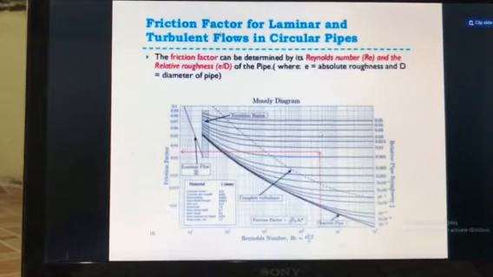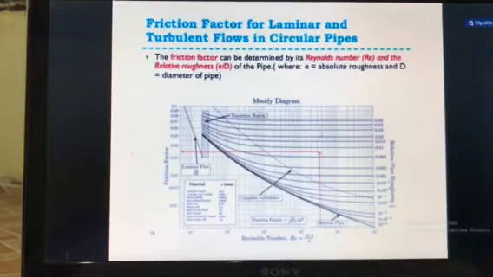Next, we have studied that the Moody diagram, or Moody chart, can be used to find the friction factor. This is nothing but the relationship between the Reynolds number, the friction factor, and the relative roughness, or relative pipe roughness, which is the ratio e by D. So by using the relative pipe roughness and Reynolds number, you can find the friction factor.